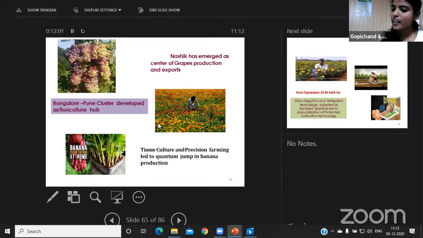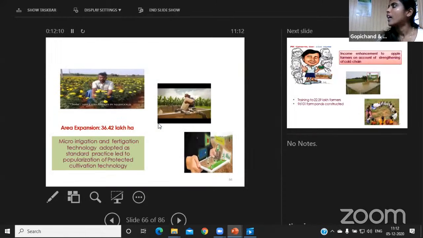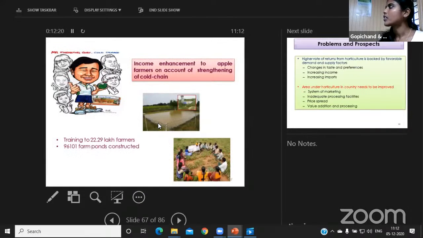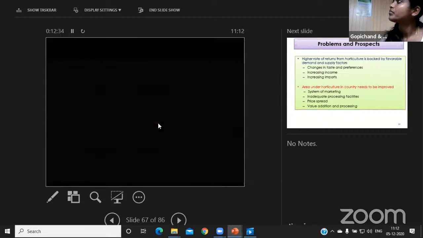That's from Nasik. And Bengaluru and Pune cluster developed as a floriculture hub, and tissue culture and precision farming led to a quantum jump in banana production. And area expansion of 36.42 lakh hectare, and micro irrigation and fertigation technology were adopted as standard practices for protected cultivation technology. And income enhancement to apple farmers on account of strengthening of cold chain. And training was given to 22.29 lakh farmers, and 96,101 farm ponds were constructed.